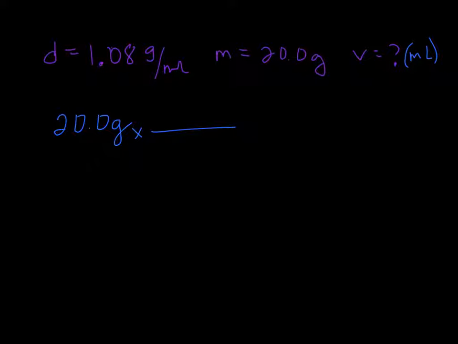And then what do I need to do with the density in order to get milliliters on top? So I want milliliters up here because that's what I want to end up with, and I want grams to go away. So I'm going to put my density down here, 1.08 grams for every single milliliter. And so grams cancels with grams, and I'm left with milliliters. So I'm going to take 20 and divide by 1.08, and I end up getting 18.5.